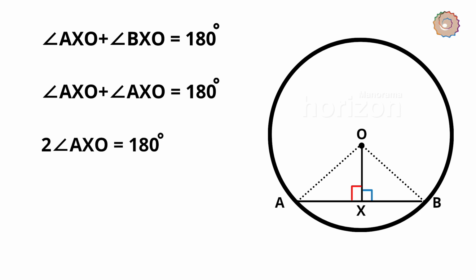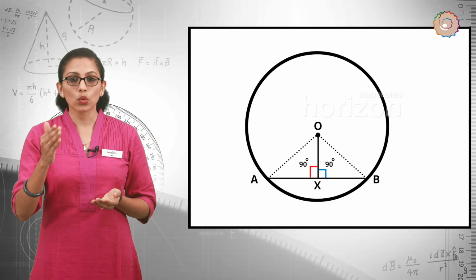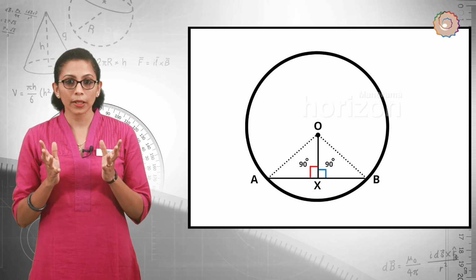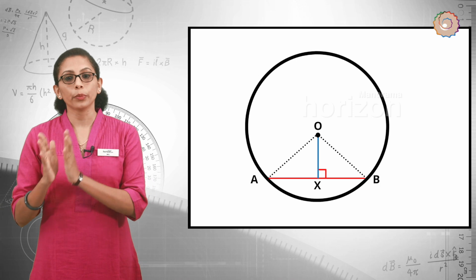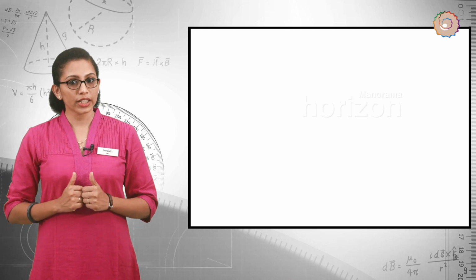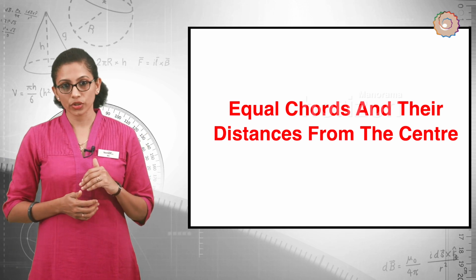So, 2 angle AXO is equal to 180 degrees, or angle AXO is equal to 180 by 2, which is equal to 90 degrees. Therefore, angle AXO is equal to angle BXO is equal to 90 degrees. That means what we can imply from this, OX is perpendicular to AB. Hence, proved.